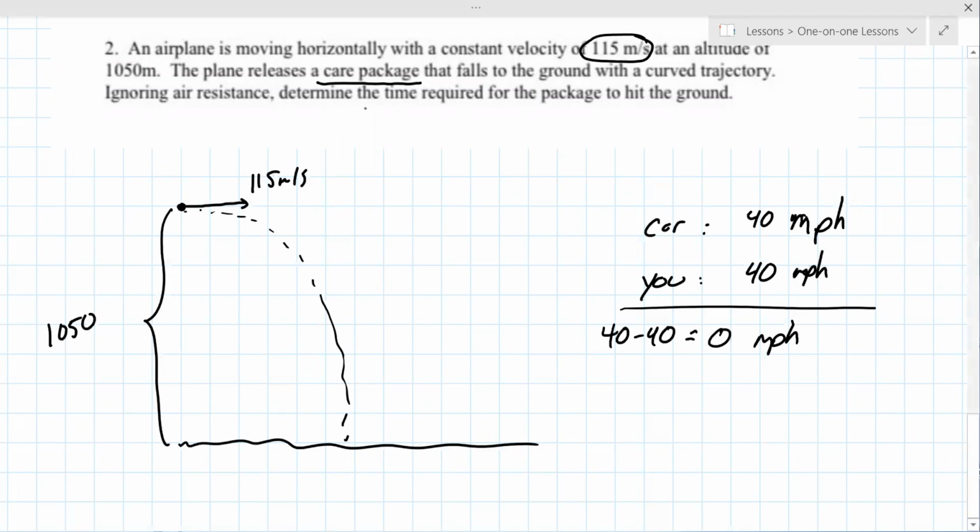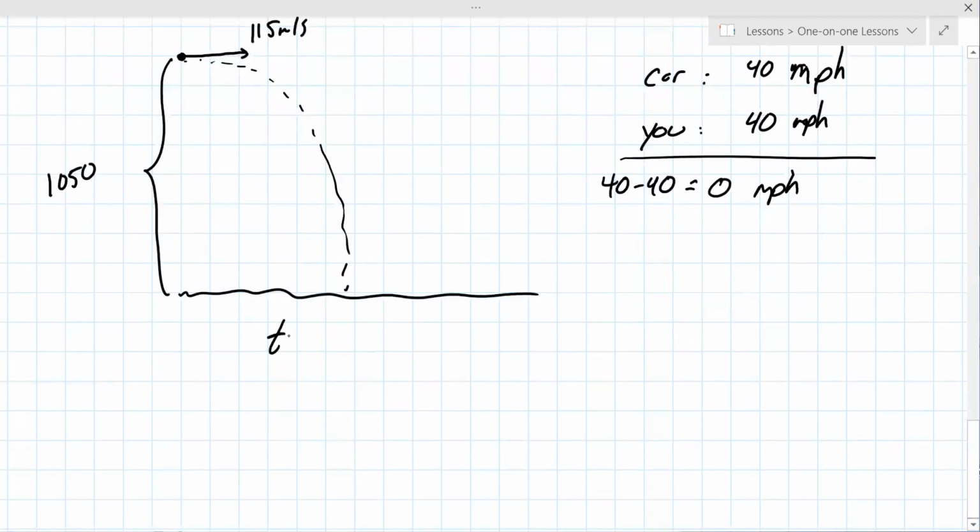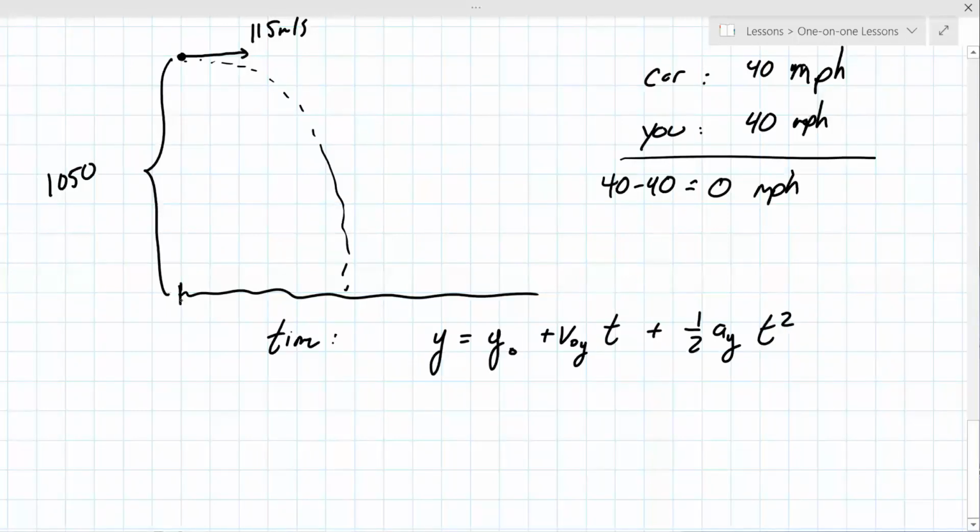We have to determine the time required for the package to hit the ground. Which equation do we use for time? The horizontal velocity, right? Nope, nothing to do with horizontal. The vertical, y. The y equals y naught plus v naught in the direction of y times time plus 1/2 the acceleration in the y direction times time squared. If you choose your axes down here, which is very common to do, your y0 is 1050.